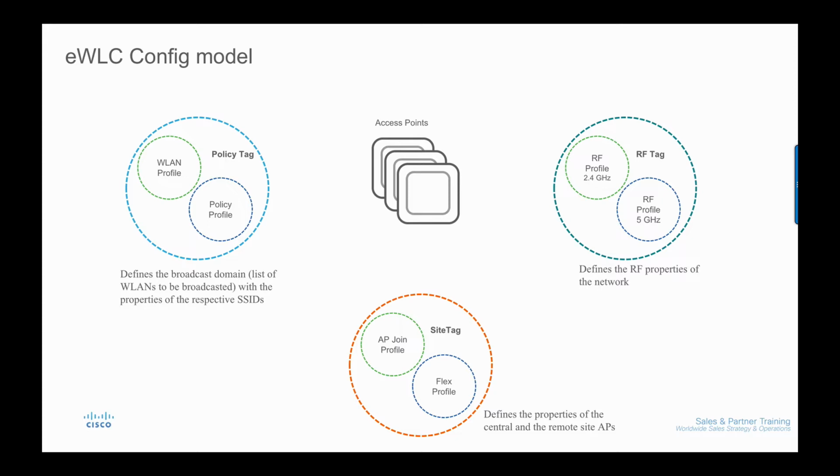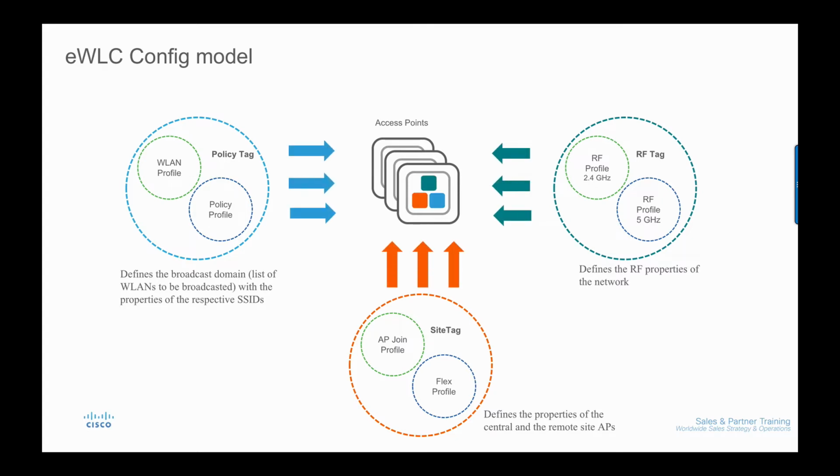Access points are tagged based on the SSIDs and the associated policies it broadcasts, the site it belongs to, and the RF characteristics desired for that access point. Once tagged, the AP gets a list of WLANs to be broadcasted along with the properties of the respective SSIDs, the properties of the local or remote site, and the RF properties of the network.